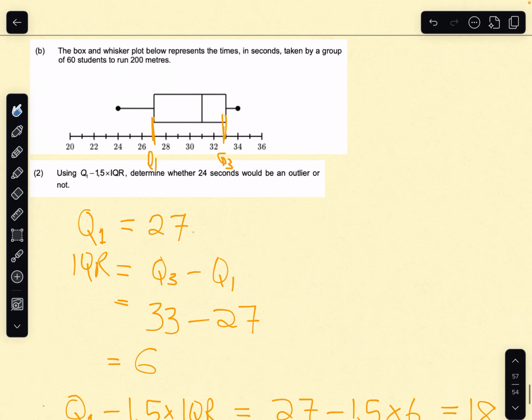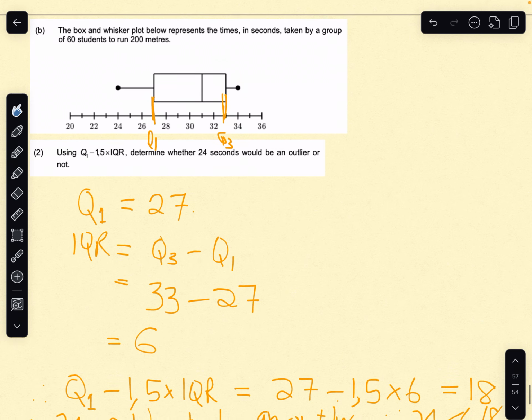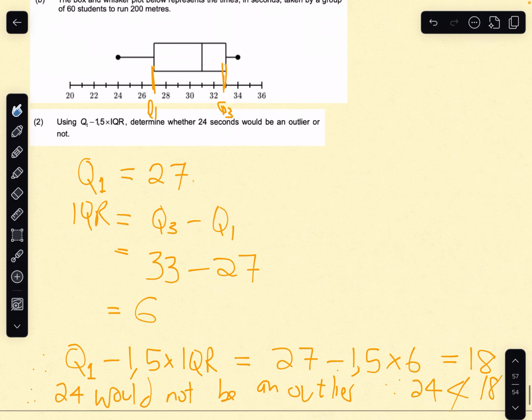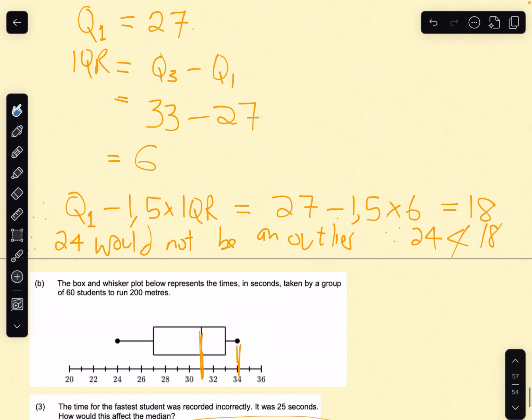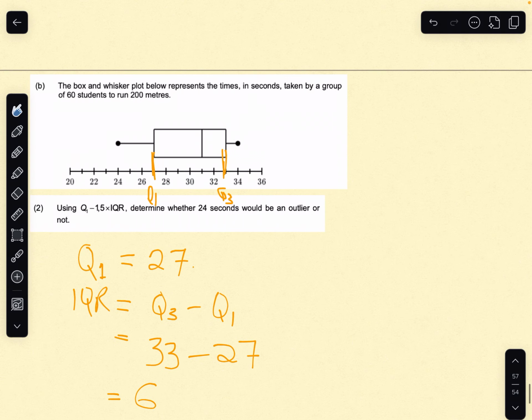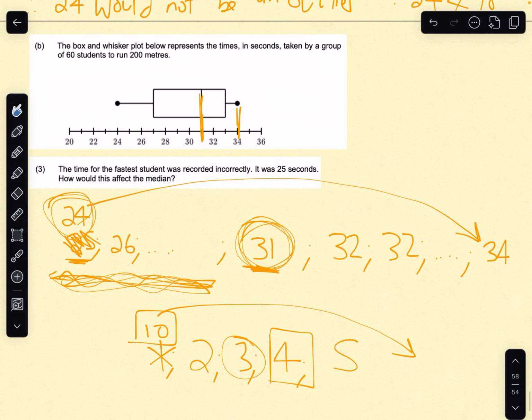Next question, we determined that this value that we were asked to calculate is 18, and 24 is therefore not an outlier. Very important to state that, because that is what you were asked. You must read to comprehend. Then the last question was, how will this affect the median? It has no effect on the median.